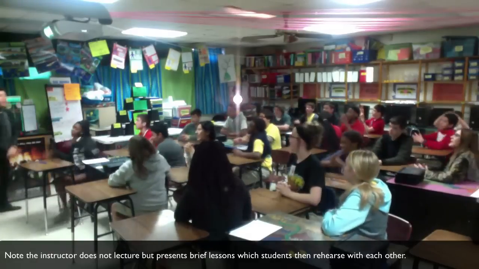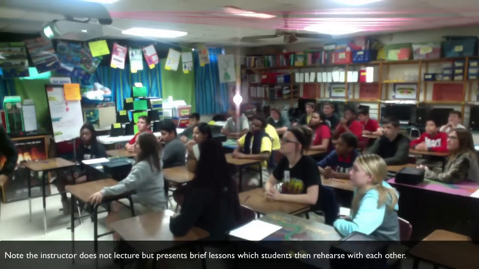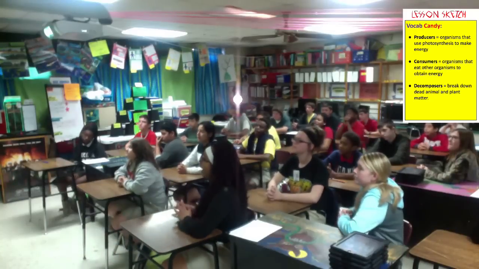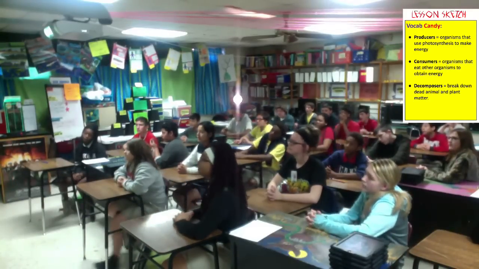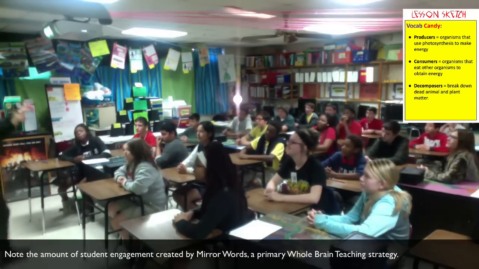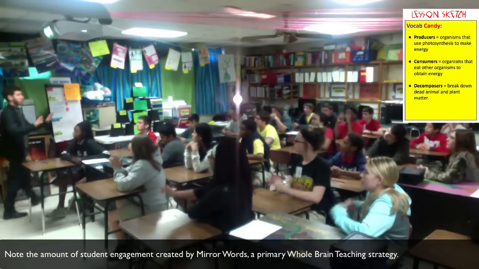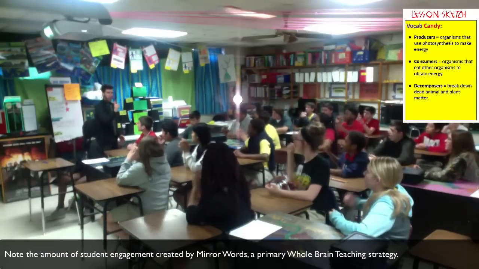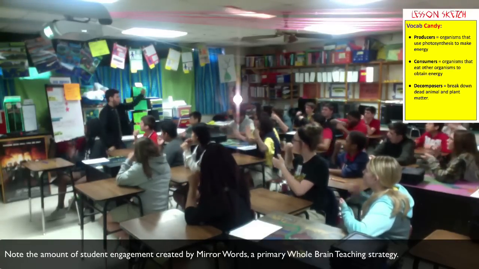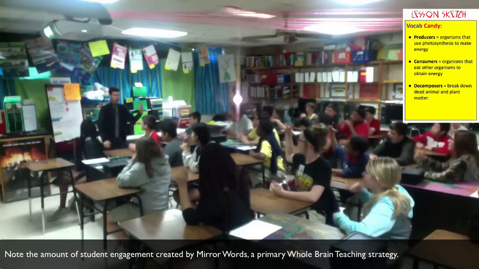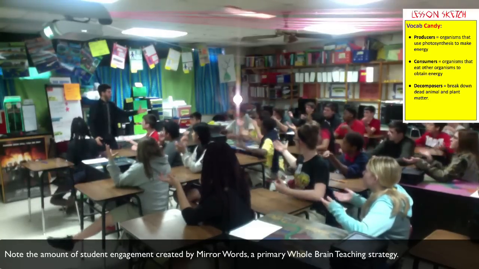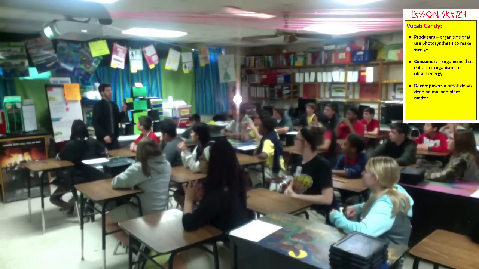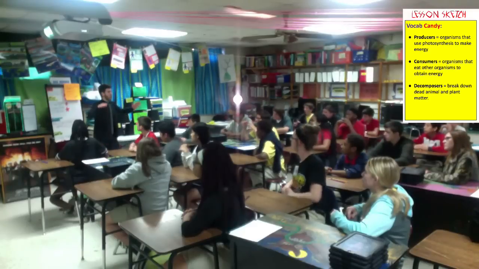Class? Yes. Up here I've got some vocabulary. First word is producer. Second word, consumers. Decomposers. Mirror words. Producers are plants because they produce their own food using sunlight. Producers, plants, photosynthesis, making their own energy. Mirrors off. Shoulder turn. Teach your neighbor all about what a producer is in slow motion.